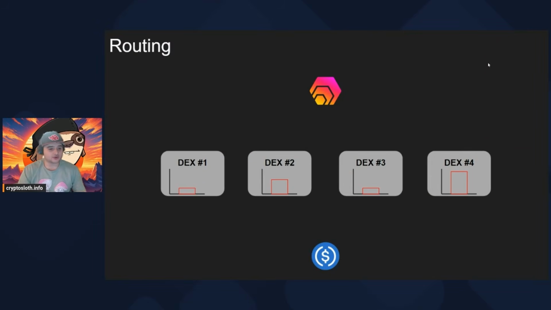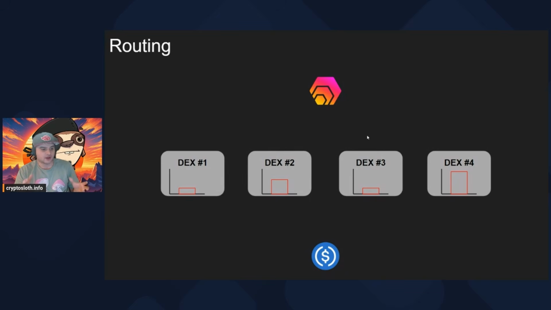So like I said before, there can be multiple liquidity pools for a specific token, and these can exist across multiple DEXs. Say we have 4 different DEXs that have liquidity between HEX and USDC. DEX 1 has a low amount of liquidity. DEX 2 has a medium amount. DEX 3 also has a low amount, and DEX 4 has a lot.